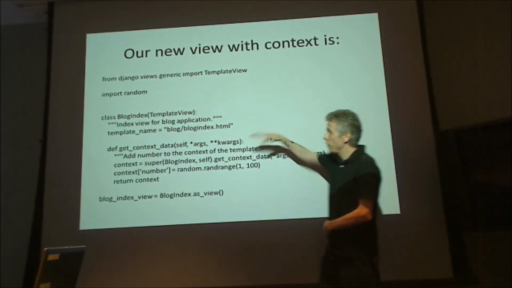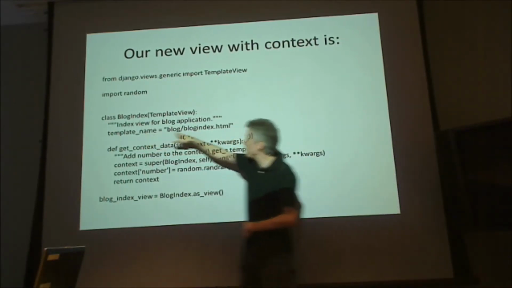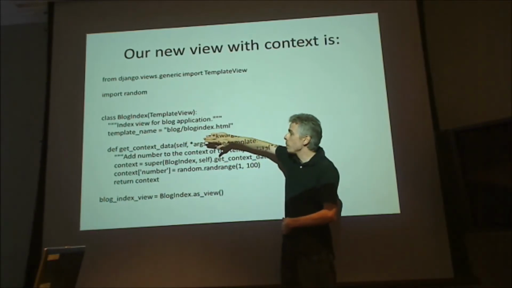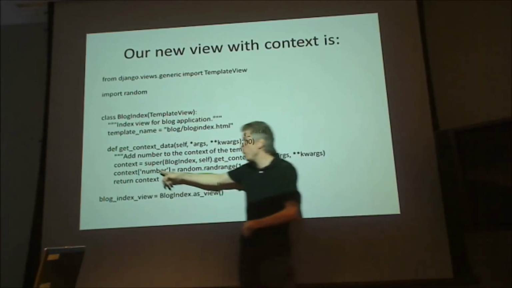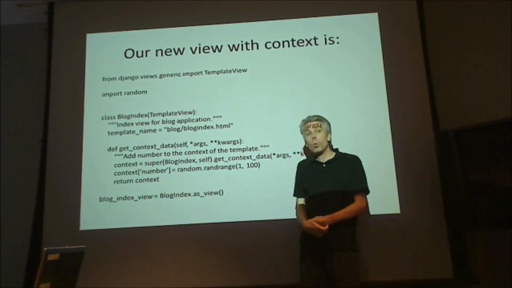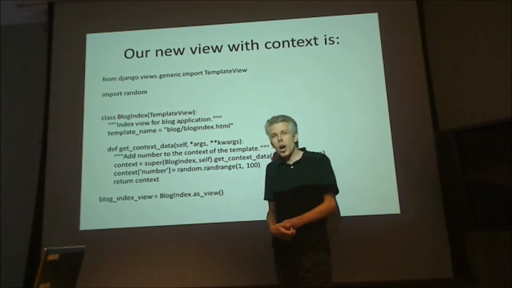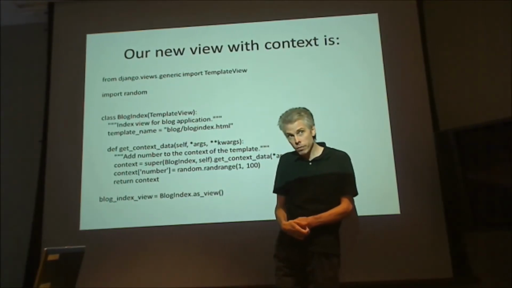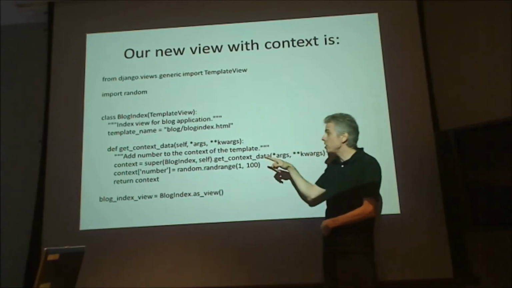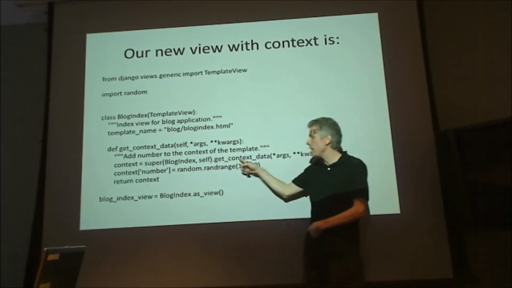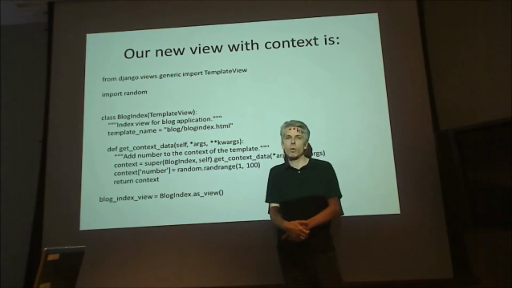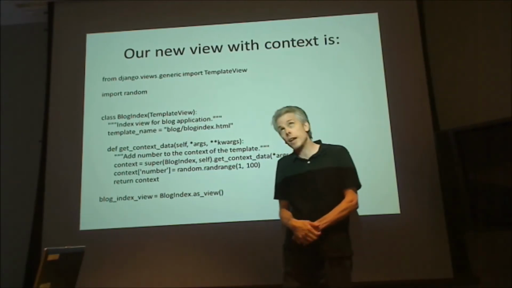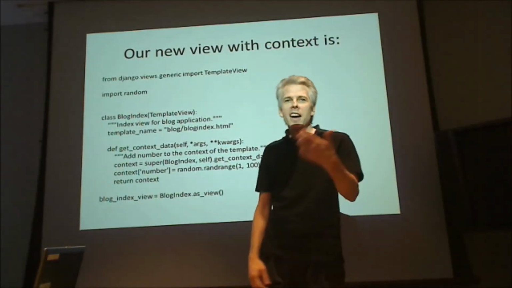So, one more time. This is where we started with our nice template. That renders fine. I want to add to my template a dynamic variable called number. The way I do that is I append the context of the template, and I append that context by supering get context data. So pretty advanced object-oriented, yeah, whatever.